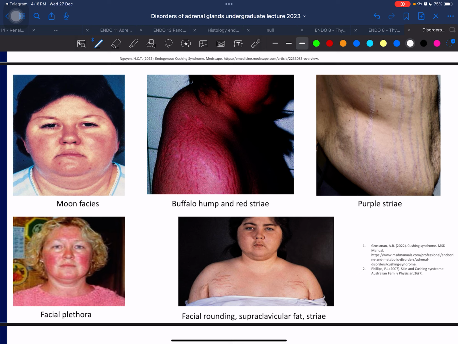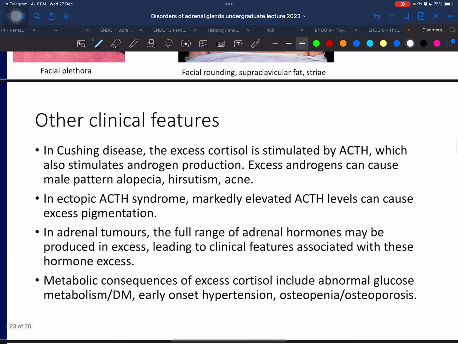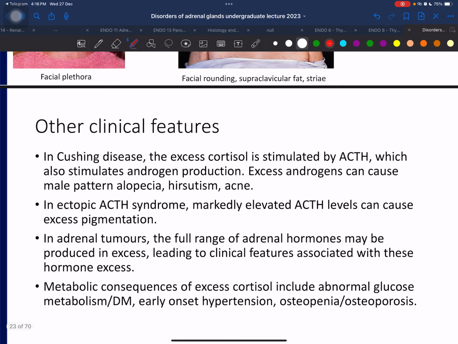They can have metabolic consequences. This is also very common. Patients who have Cushing's have abnormal glucose metabolism, very early onset of diabetes, hypertension, and osteopenia due to the calcium absorption problem.